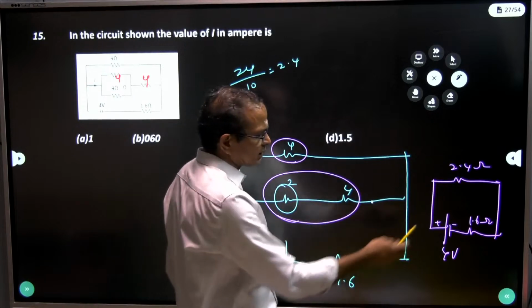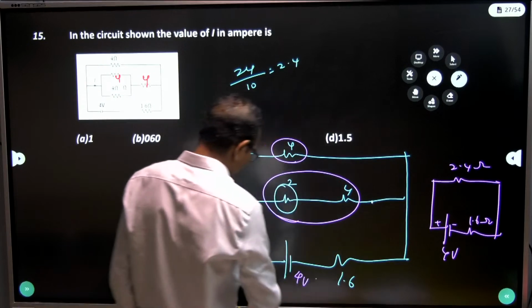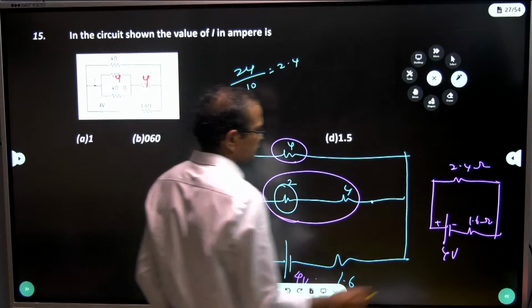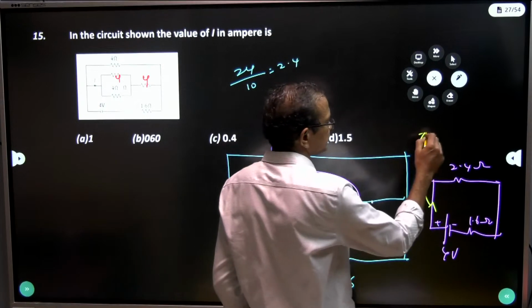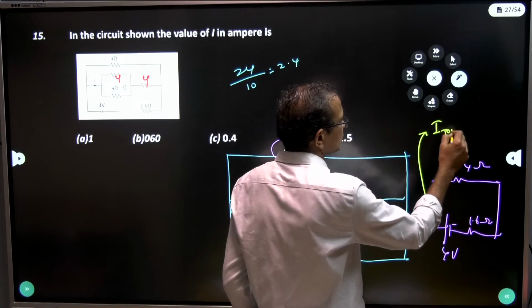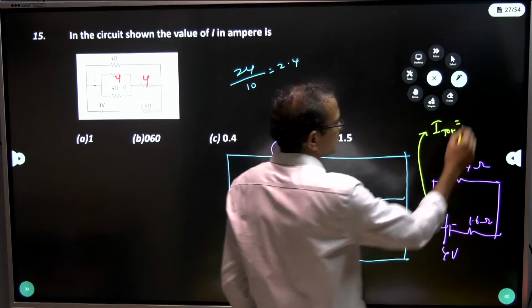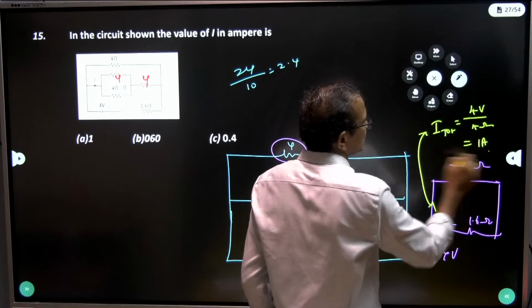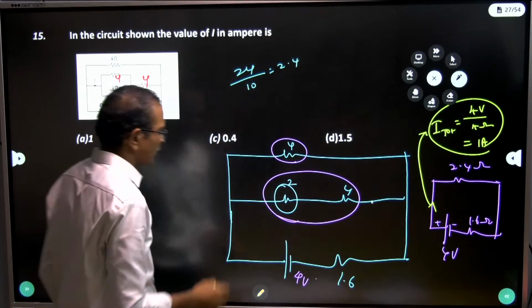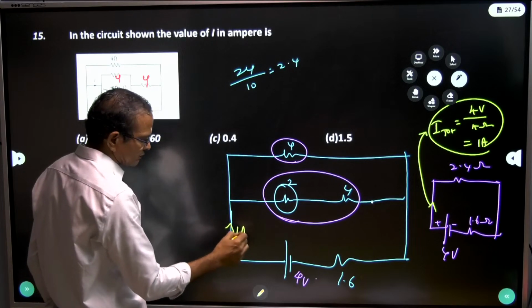Right. Now tell me, who is going to find the current and give it to me? Who is going to give me total current? Come on. 4 volt by 4 ohm, 1 ampere. So at this place, 1 ampere comes.